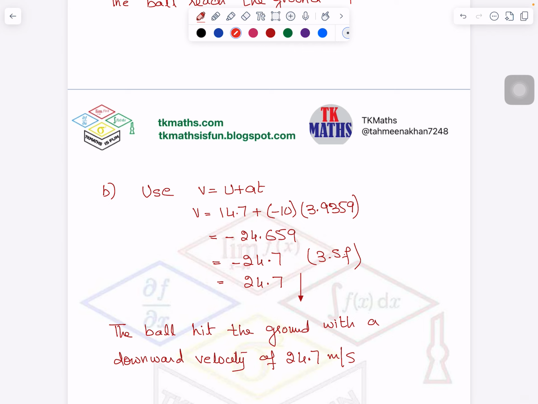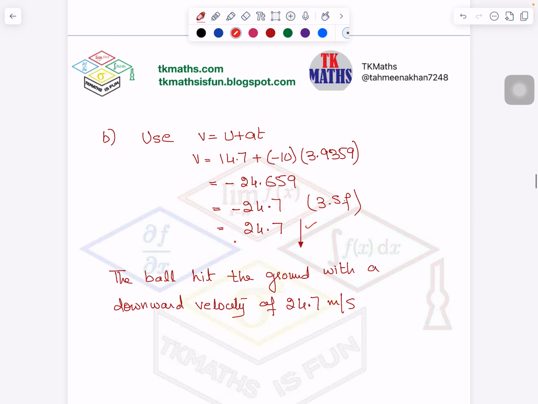And again, 3 significant figures you will highlight. Why have I not written minus here? What is the point? Because I'm just telling you this arrow. So either you write a minus sign, which will show acting downward, or you can draw the arrow. So both have the same meaning.